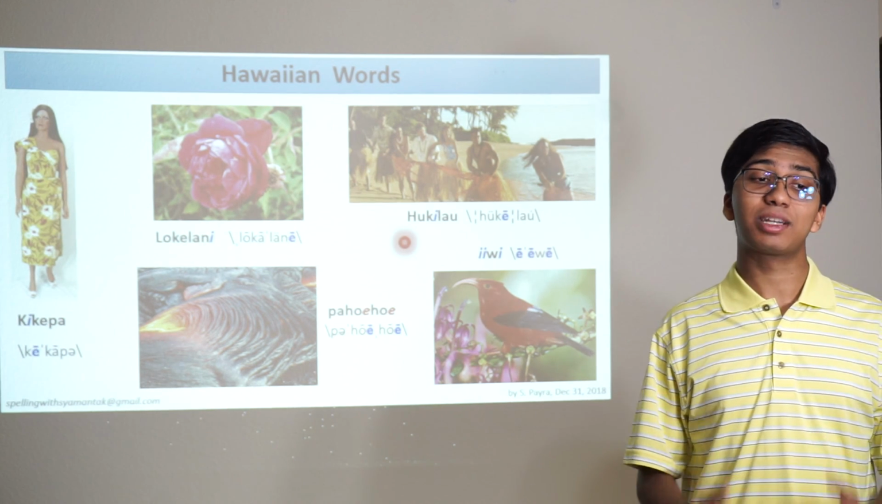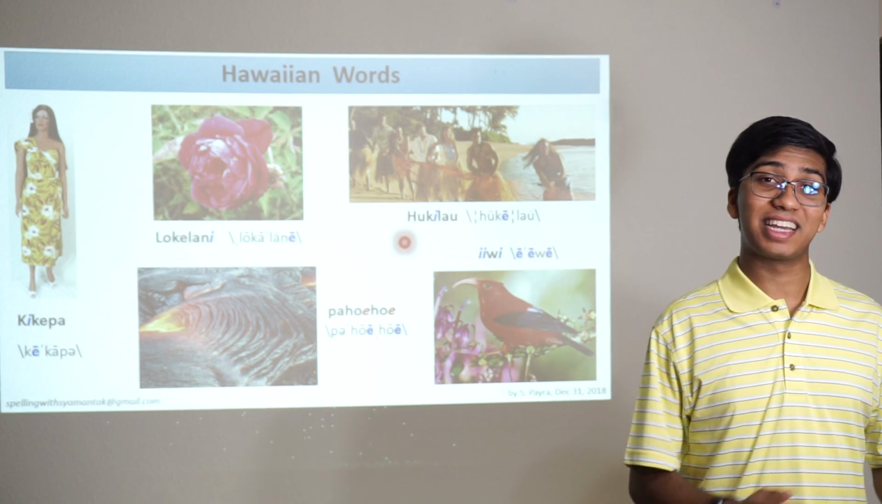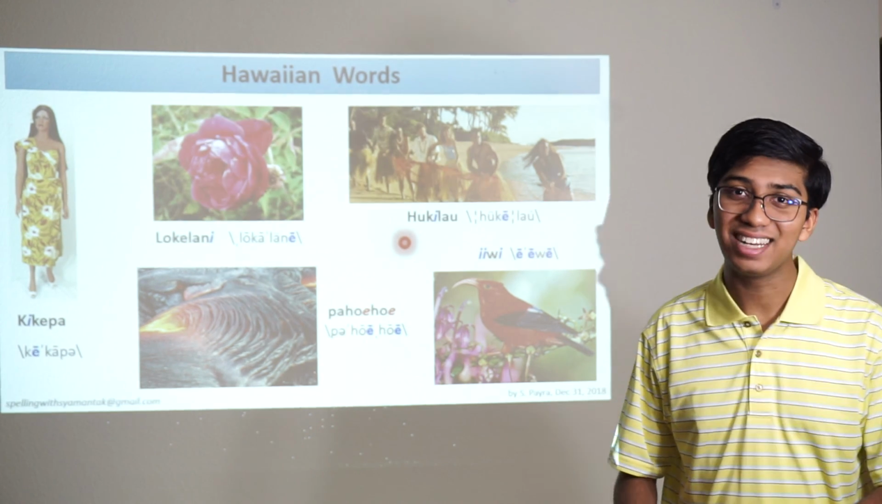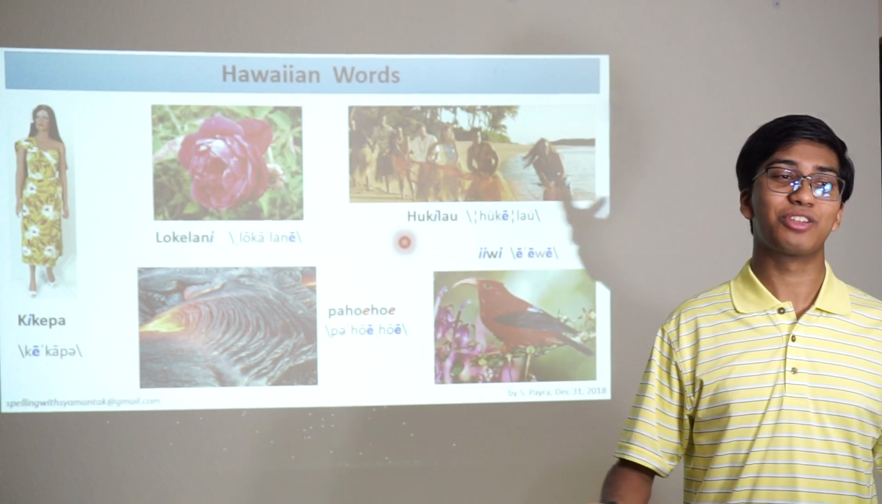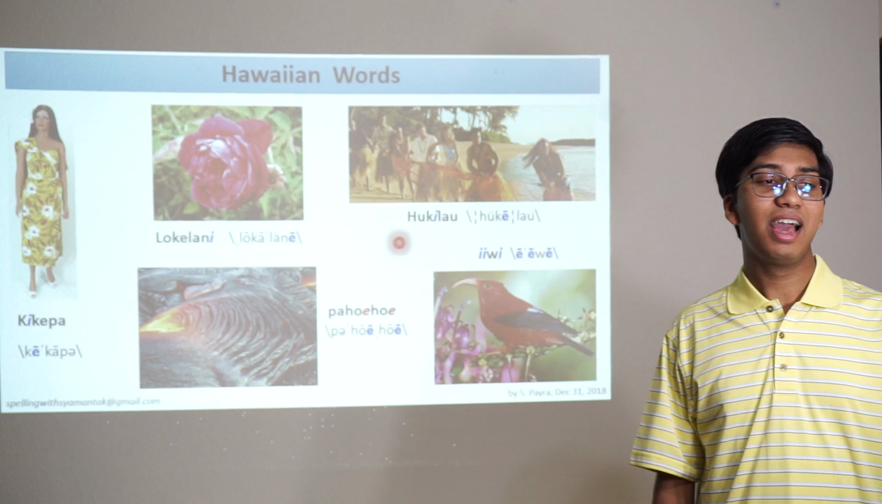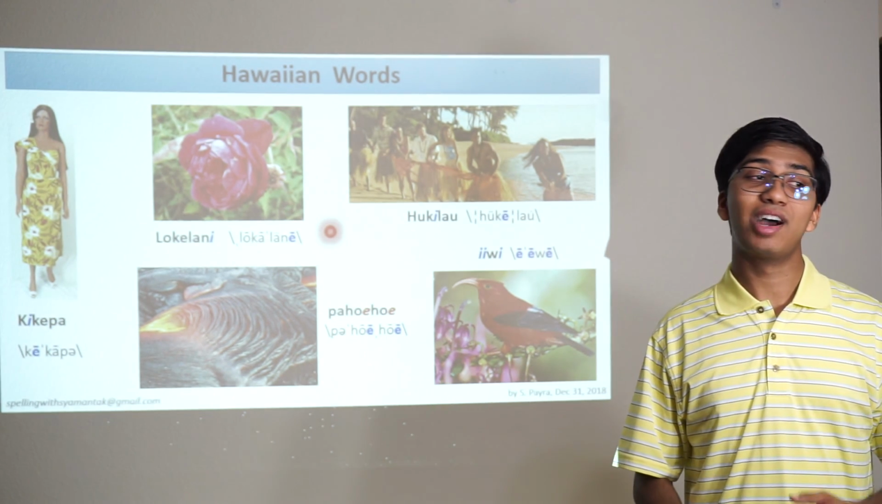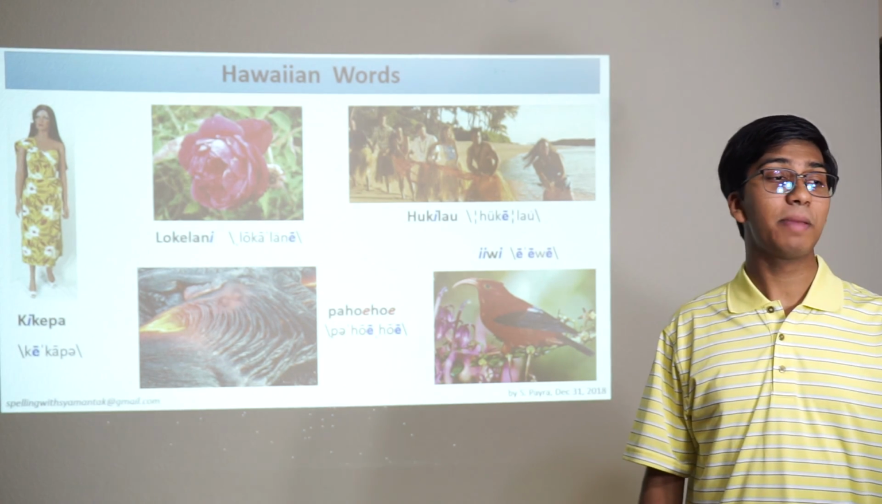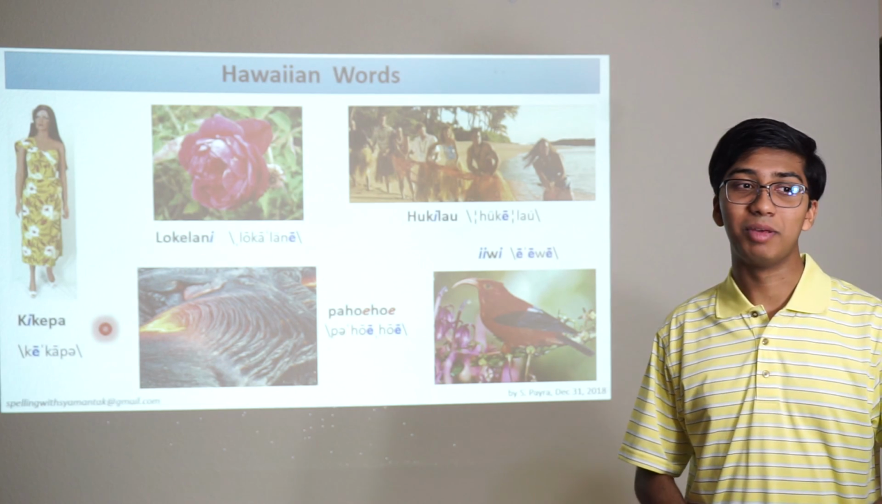Hukilau is the same fishing party, from huki meaning pull and lau meaning net. So basically everybody's getting together and pulling the net to fish. A lokelani is a pink or red Hawaiian rose, and a kikepa is a sarong worn by Hawaiian women.